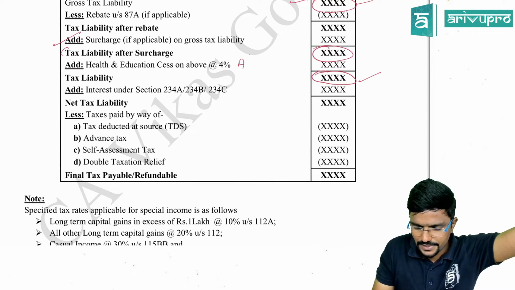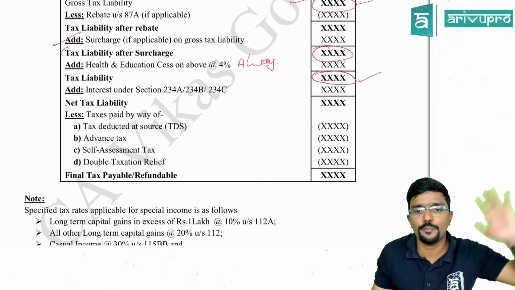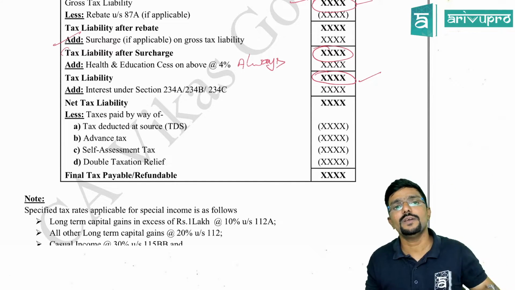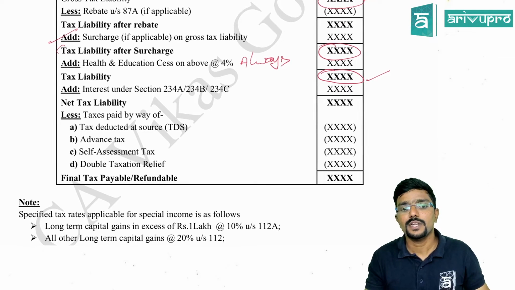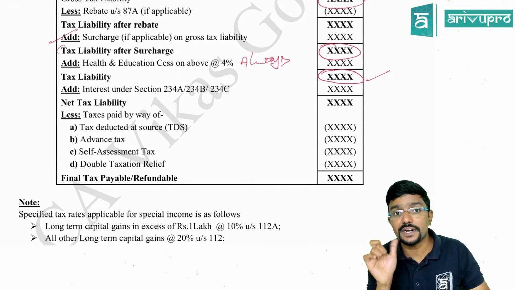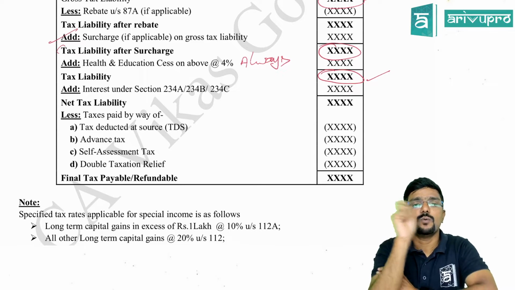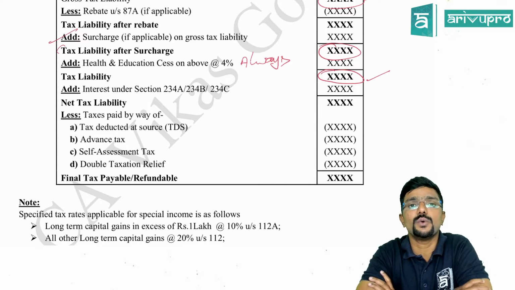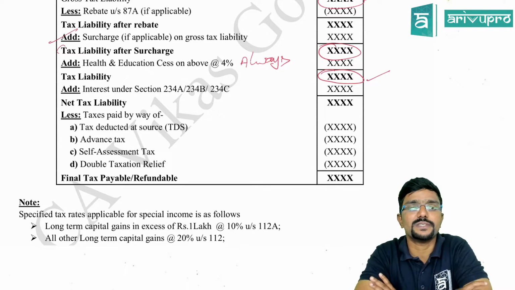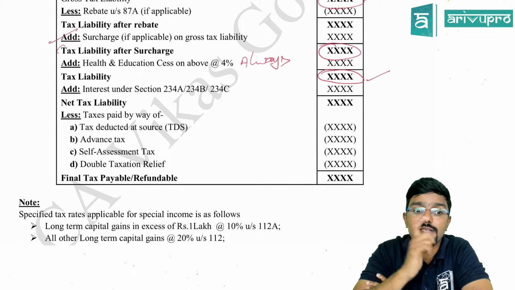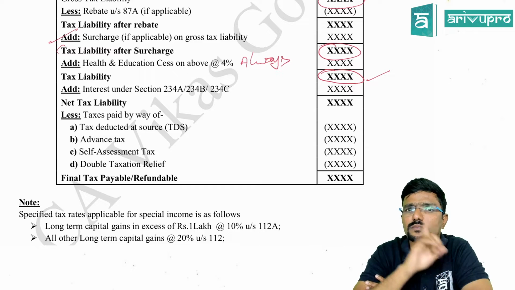Then after surcharge, health and education cess is always applicable, guys. Whoever is liable to pay tax, for them, always health and education cess at 4%. And please be careful. If the question is, what is the rate of health and education cess? Your answer should be 4%. If the question is, what is the rate of health cess? What should be your answer, guys?